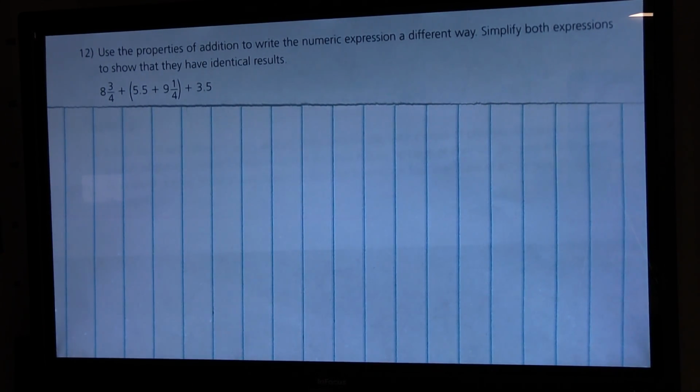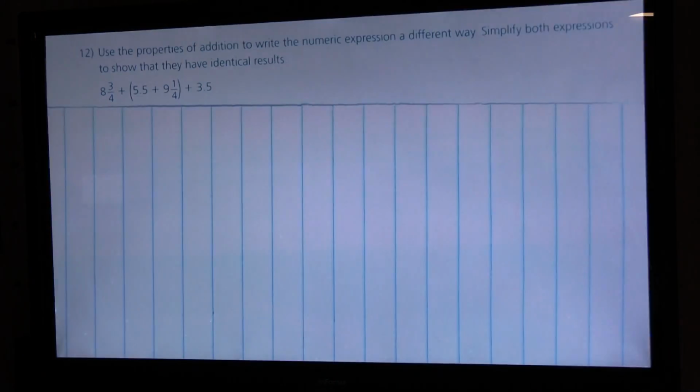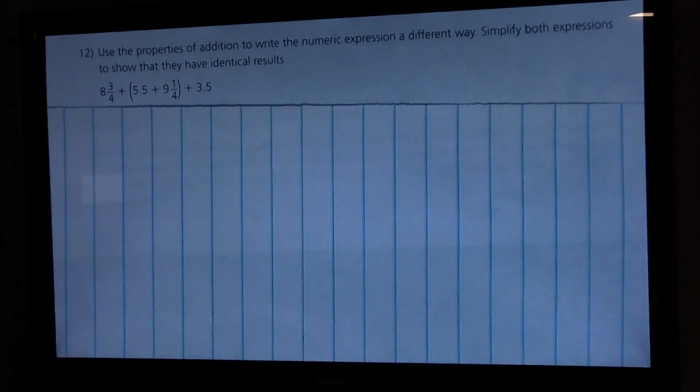Now, if there was a single subtraction or negative there, we would. But because it's addition and we have what they call the associative property of addition, I can take away those parentheses and group those addends any way I want, and I would still get the same sum. And I'll prove that in a moment when I simplify both expressions to show that I get identical results.